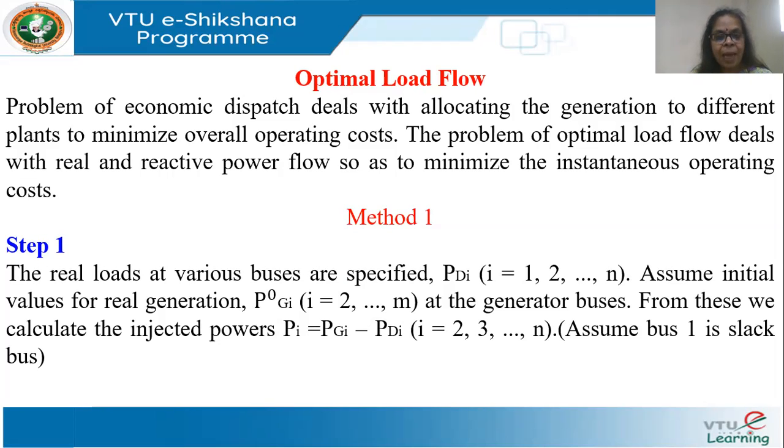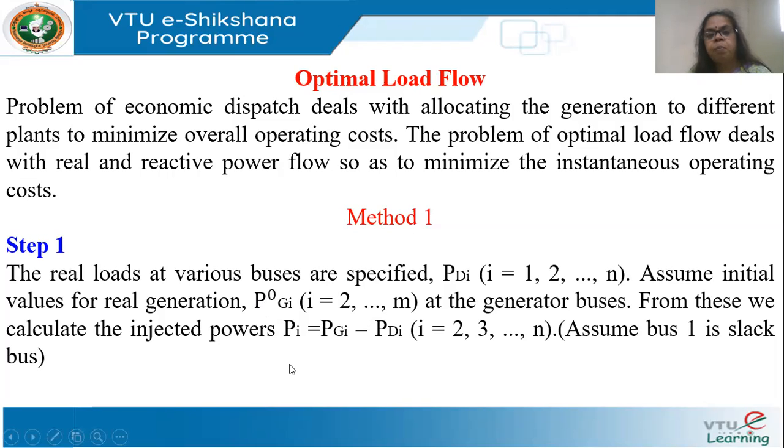First, the slack bus, I don't take the generation, I have to calculate it. And I have only M generating buses. So out of N total buses, one will be the slack bus, M PV buses, the remaining are all PQ buses. Okay. So now that we know PG and PD at all the buses, we calculate the injected powers.